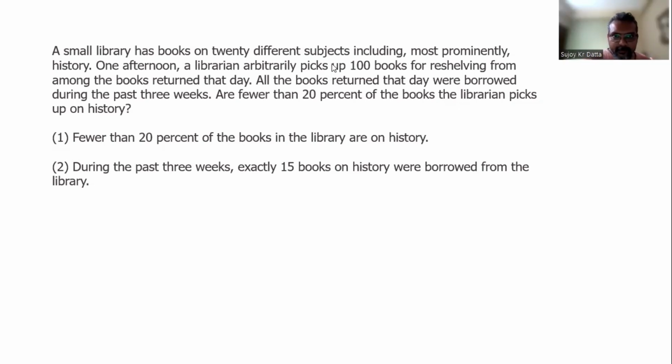Let us look at the next question that we have here. This one says that there are 20 different subjects in a library, including history. A librarian picks up 100 books for reshelving amongst the books returned that day. All the books returned that day were borrowed during the past 3 weeks. Are fewer than 20% of the books the librarian picks up on history? So they're saying, out of these 100 books picked up, do you have less than 20 on history?